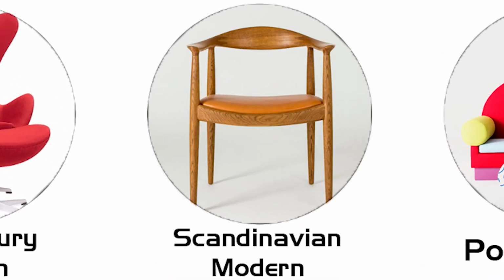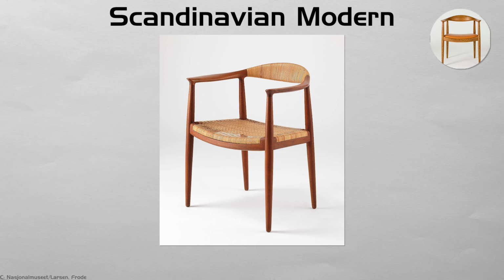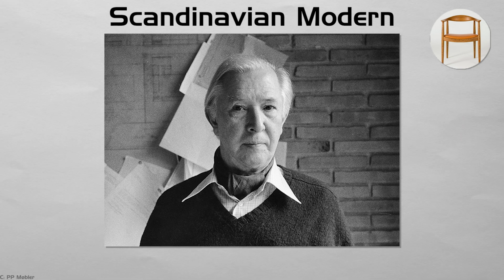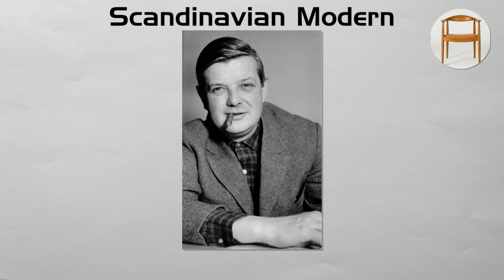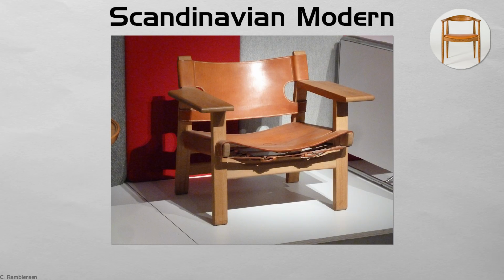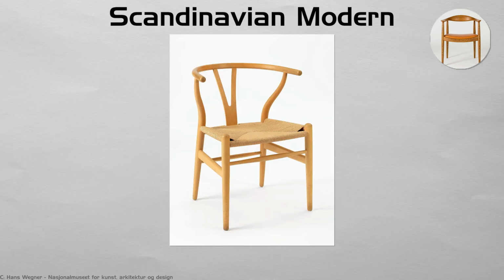Scandinavian Modern. Though overlapping with mid-century modern, Scandinavian style is often singled out for its focus on natural materials, minimal ornamentation, and functional simplicity. Designers like Hans Wegner, Finn Juhl, and Borge Mogensen favored light woods, such as teak or oak, subdued colors, and craftsmanship that balanced practicality with an understated elegance. This approach turned items like Wegner's wishbone chair into timeless classics.